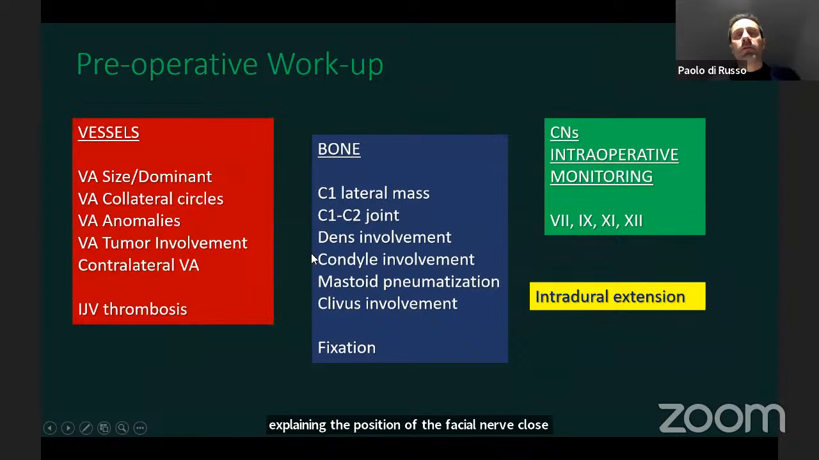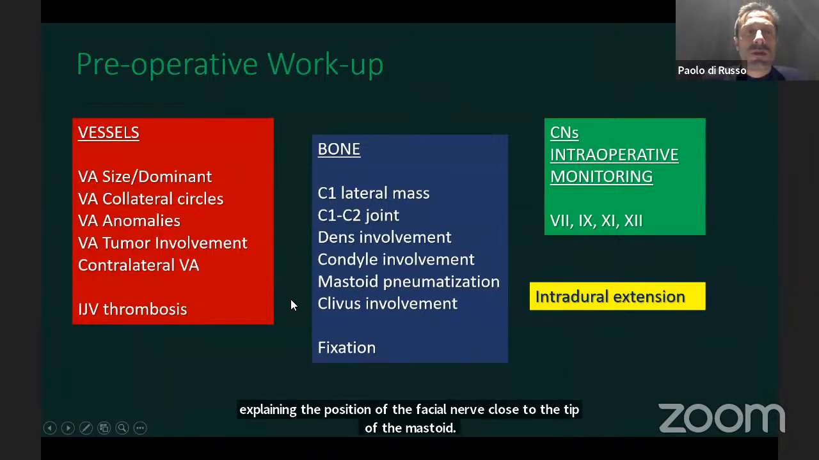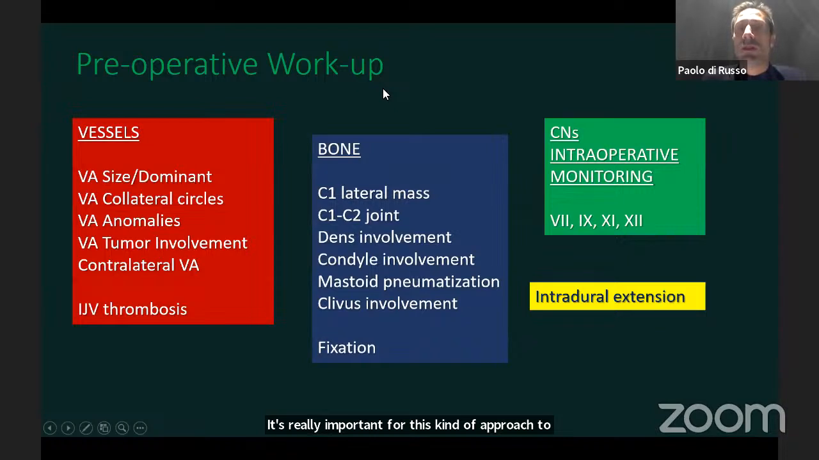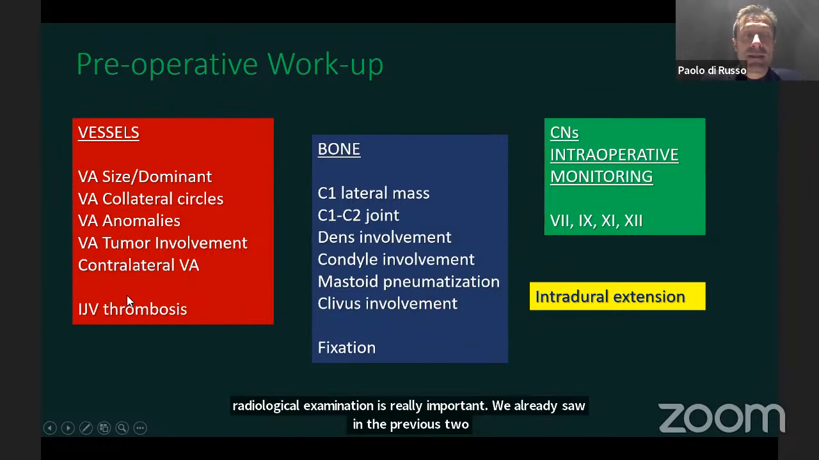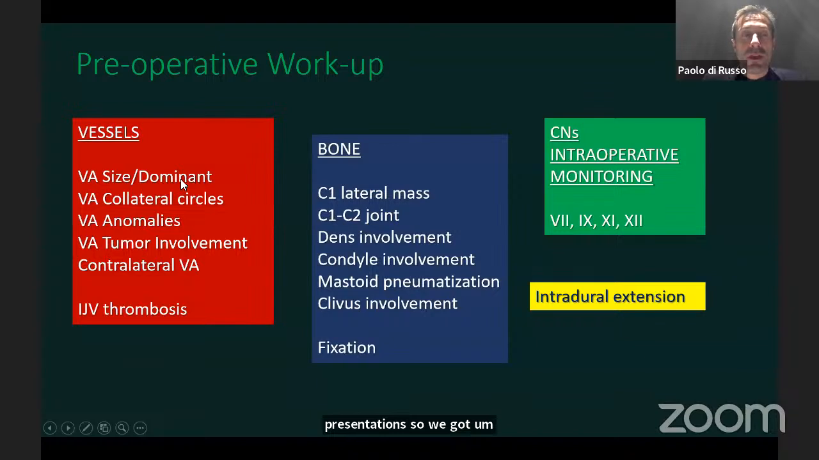It's really important for this kind of approach to arrive prepared to surgery. So preoperative workup with radiological examination is really important. We already saw it in the previous two presentations. So we look at the vessels: the study of arteriography and angio CT scan to see the dominant side of the vertebral artery, eventually the presence of collateral circles, anomalies of the vertebral arteries, the presence of a complete bony canal around the vertebral artery on C1, eventually the tumor involvement, and the situation of the contralateral vertebral artery.